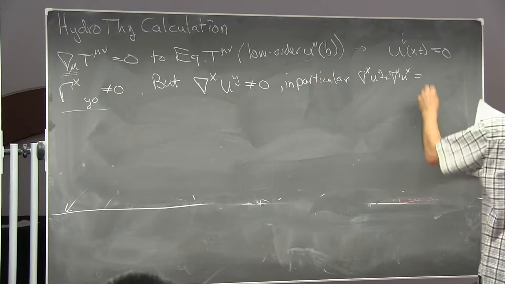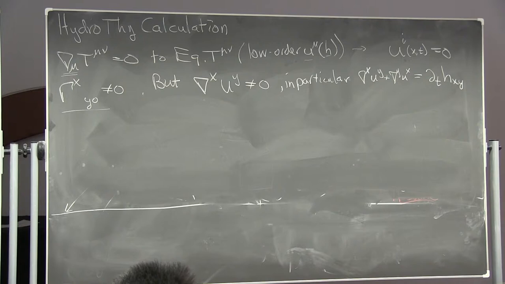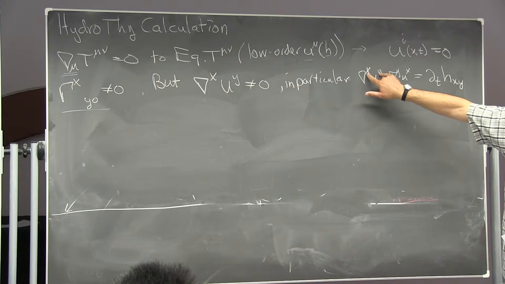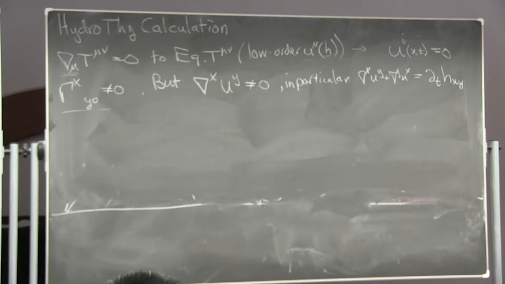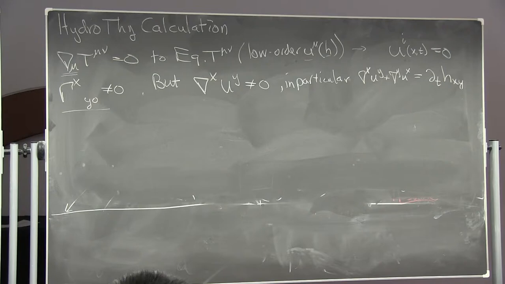And here, I guess I'm being a little bit sloppy. I really mean the upper indices here, and I really mean the lower indices here. And so the statement is correct in the specific metric I have chosen, but was not a terribly covariant way of writing it. I apologize. Okay.